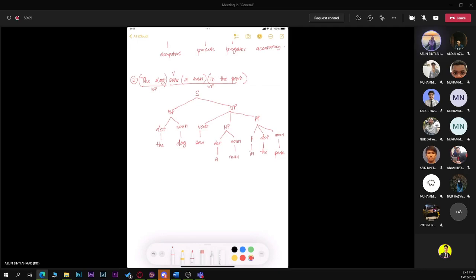Tapi usually dalam exam kita tak bagilah banyak-banyak. Kita tak bagi ayat yang panjang-panjang. Kita bagi ayat macam ni. And usually we will give you two sentences. Okay, you need to construct two, three.